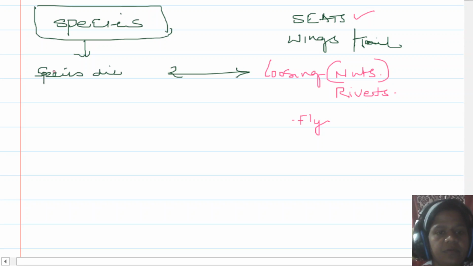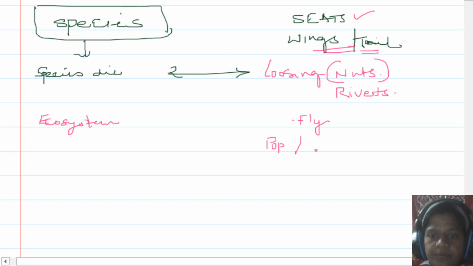Here also, even if we lose some of its species, the ecosystem will still be functional, right? But let's say if we pop some of the rivets from the wings or from the tail, if we pop means remove rivets from the tail or the wings, then what happens? Then we know that the plane will crash.